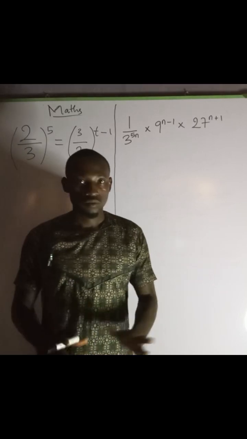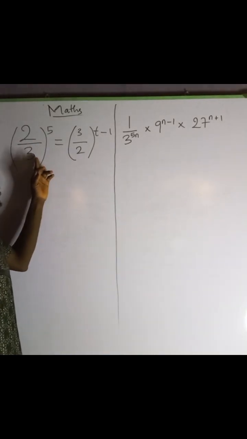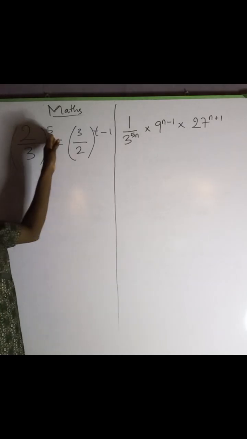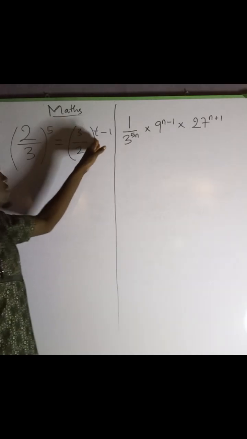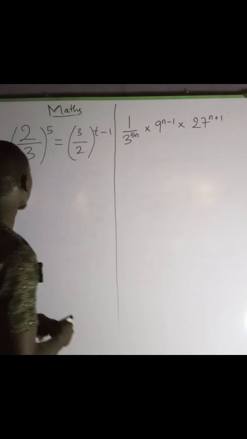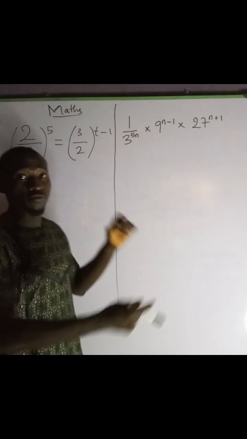Okay, so see what happens. Here we have (2/3)^5 = (3/2)^(t-1). So this is a WAEC question, but it's very, very simple. Let's get started. Now, when you see this, the law of indices allows you to flip it.